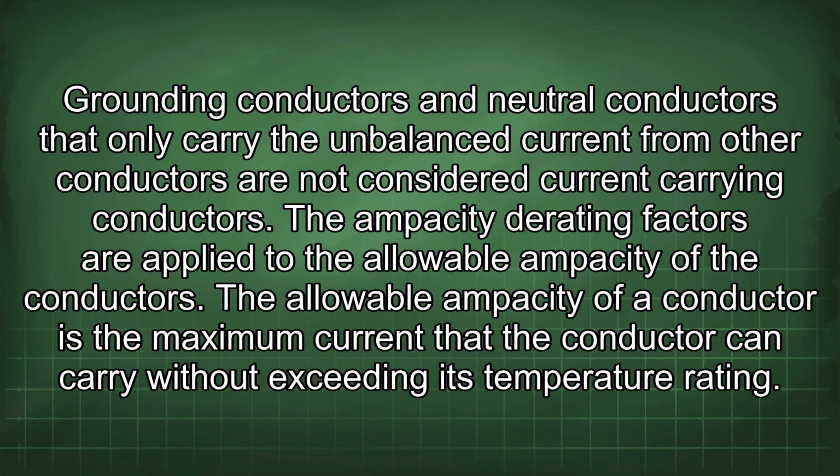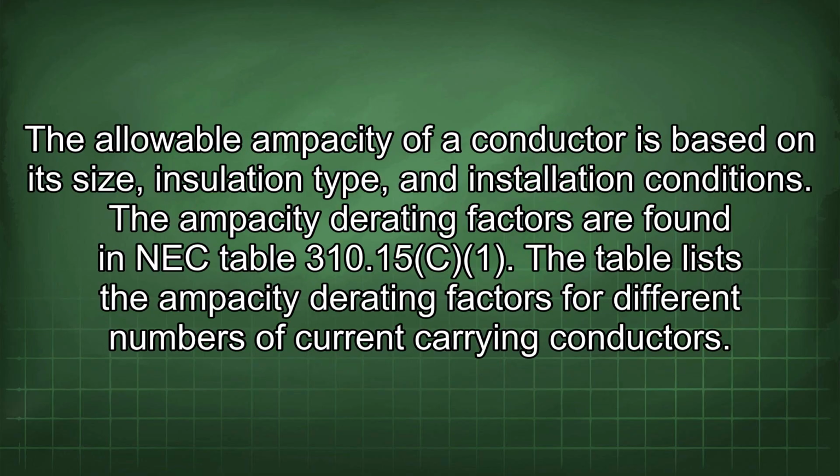The ampacity derating factors are applied to the allowable ampacity of the conductors. The allowable ampacity of a conductor is the maximum current that the conductor can carry without exceeding its temperature rating. The allowable ampacity of a conductor is based on its size, insulation type, and installation conditions. The ampacity derating factors are found in NEC Table 310.15(C)(1). The table lists the ampacity derating factors for different numbers of current-carrying conductors.